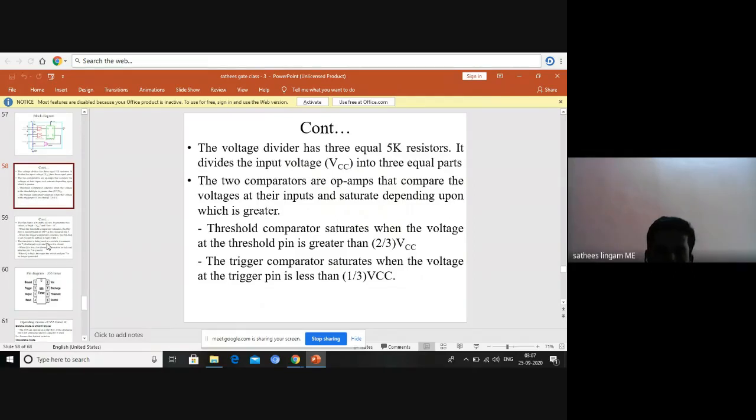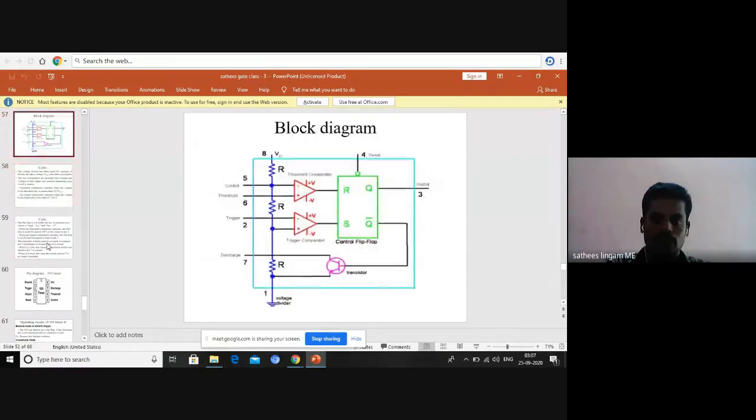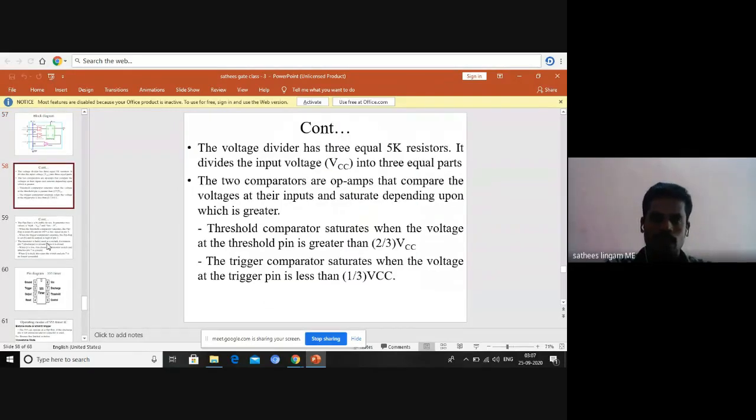The two comparators are op amps that compare the voltages at their inputs and saturate depending upon which is greater. The threshold comparator saturates when the voltage at the threshold pin is greater than 2/3 VCC. VCC is whatever you are giving. Suppose 5 volt, I think the 555 timer should be applied only 5 volt. Then two third of 5 volt will be compared with the voltage at the threshold pin.